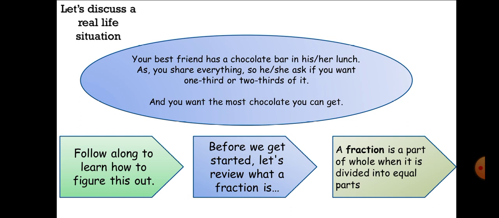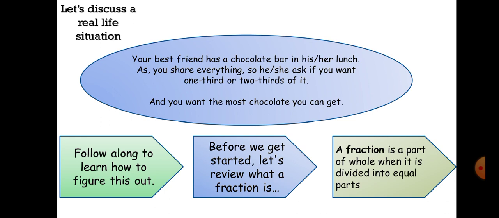So let's discuss a real life situation. Your best friend has a chocolate bar in his or her lunch, and as you share everything, they ask you if you want 1/3 or 2/3 of it, and you want the most chocolate. So there are three things you have to do. First of all, you have to follow along to learn how to find this out.